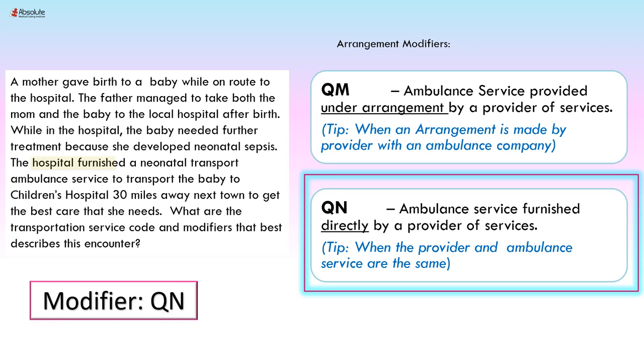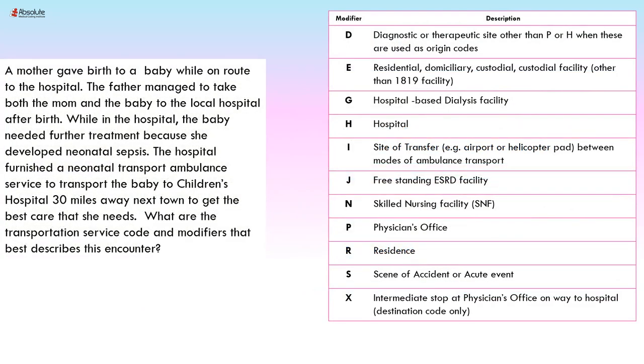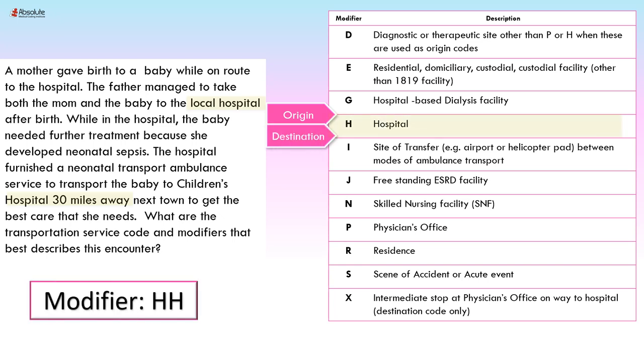Next, we're going to figure out our origin and destination modifier. This one is pretty easy. Where is the origin for this patient? Where was this patient picked up from? From the local hospital and being transported to another hospital, which is your destination. So the origin and destination modifier for this scenario is going to be HH. So now we have all the components that we need. Let's go ahead and put it all together.